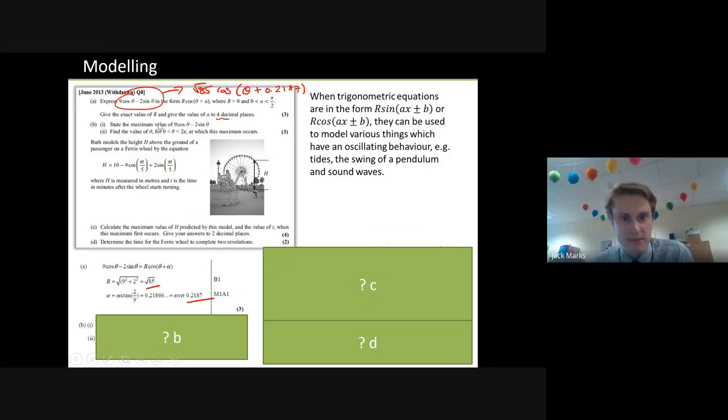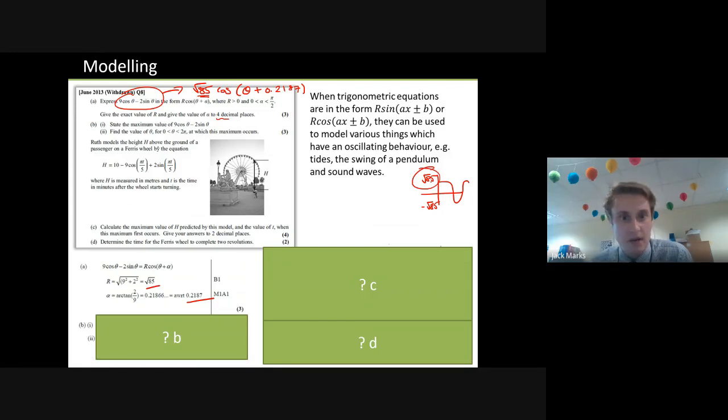So what's the maximum value? Well, there's a cos graph. This cos graph goes between 1 and -1 normally, but it's been stretched by root 85, so root 85 and minus root 85. It's a number that's a little bit more than 9. So what's the maximum value? The maximum value is root 85, isn't it? That's it. That's going to be the maximum value.